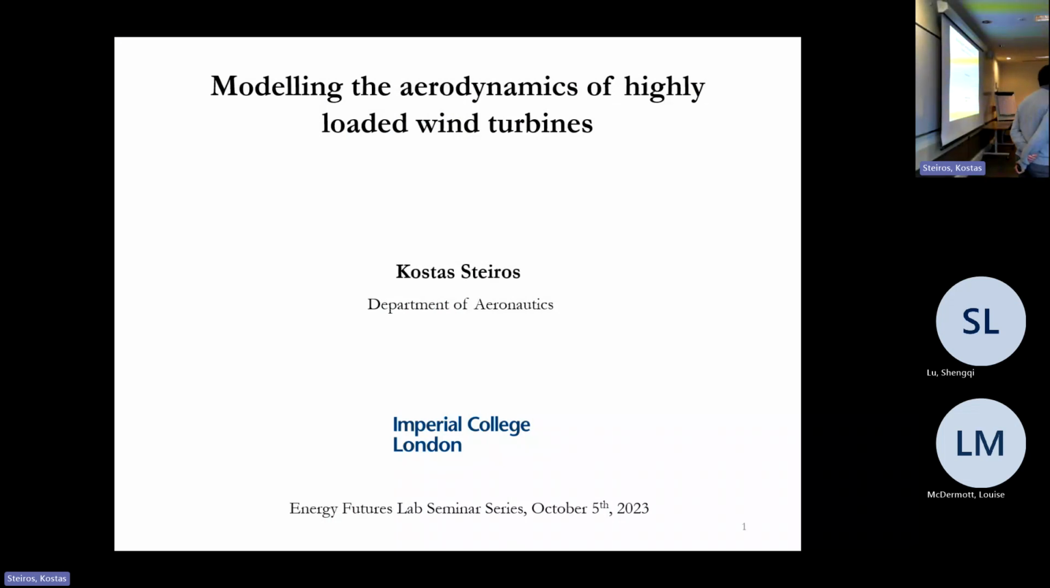I'm Kostas. I'm a lecturer in experimental fluid mechanics at the Department of Aeronautics. And I'll discuss today part of my work that has to do with modeling of wind turbines. So the title is Modeling the Aerodynamics of High Velocity Wind Turbines. And this work started during my postdoctoral appointment at Princeton, where I started with the modeling experiments, and then I continued here when I came to Imperial, initially as Imperial College Research Fellow and then as a lecturer.